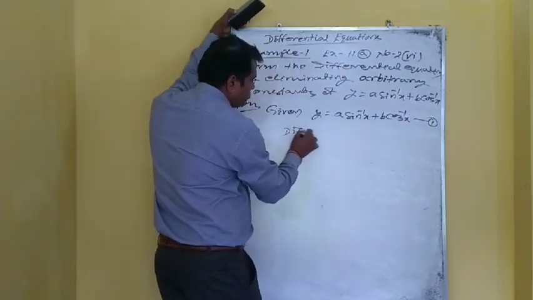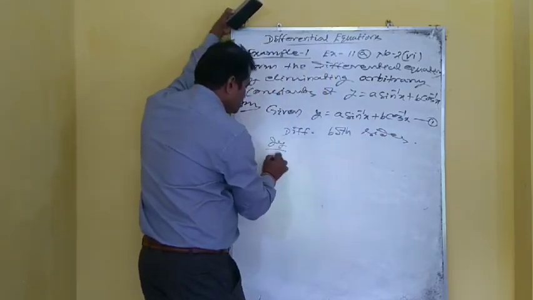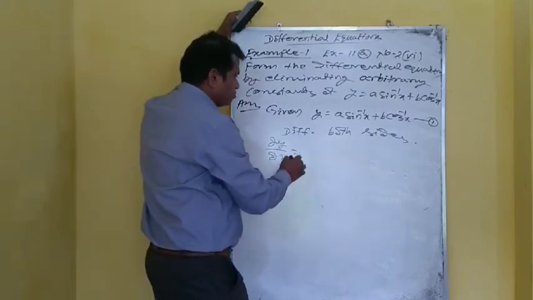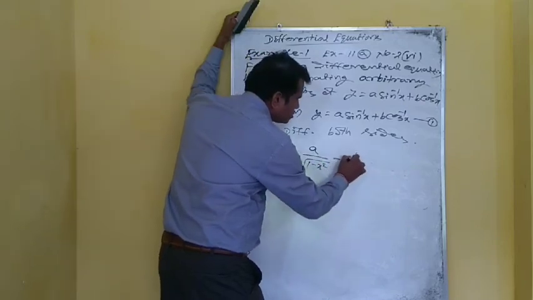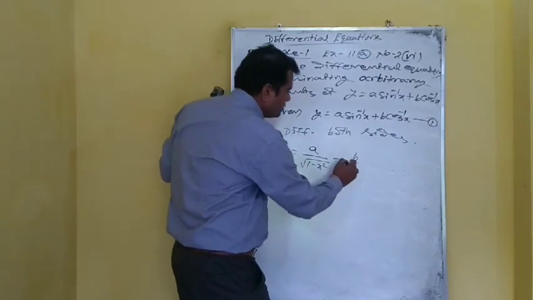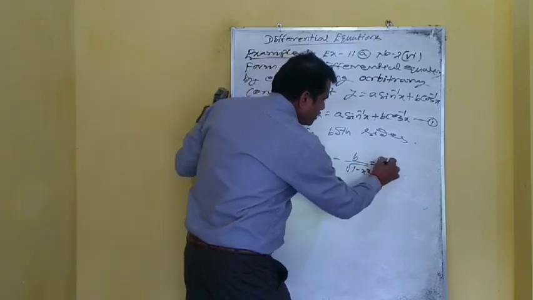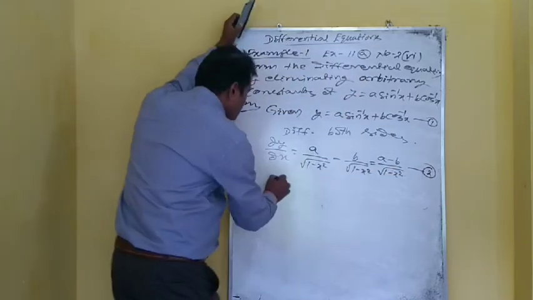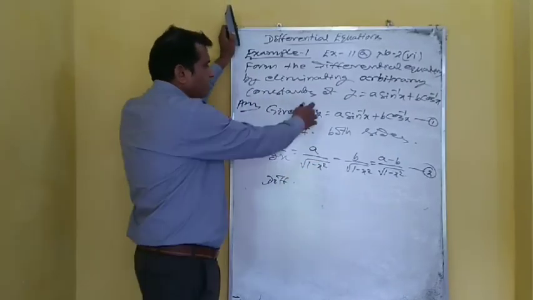Now differentiate both sides. We get dy by dx is equal to, you know, the derivative of sin inverse x is 1 by root over of 1 minus x square, so a by root over of 1 minus x square, minus b by root over of 1 minus x square, since the derivative of cos inverse x is minus 1 by root over of 1 minus x square. That is, we write a minus b by root over of 1 minus x square, number 2. Again differentiate. Here, two arbitrary constants, so we differentiate two times.